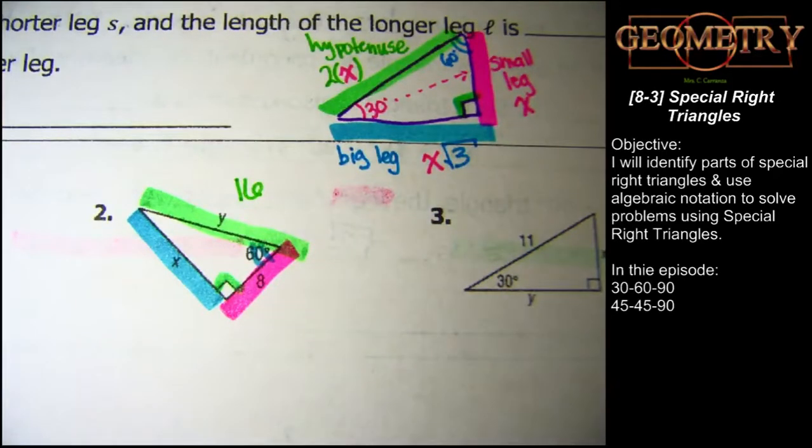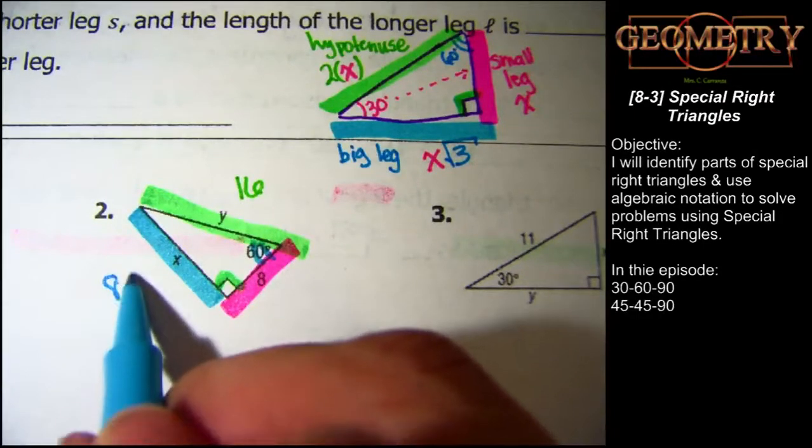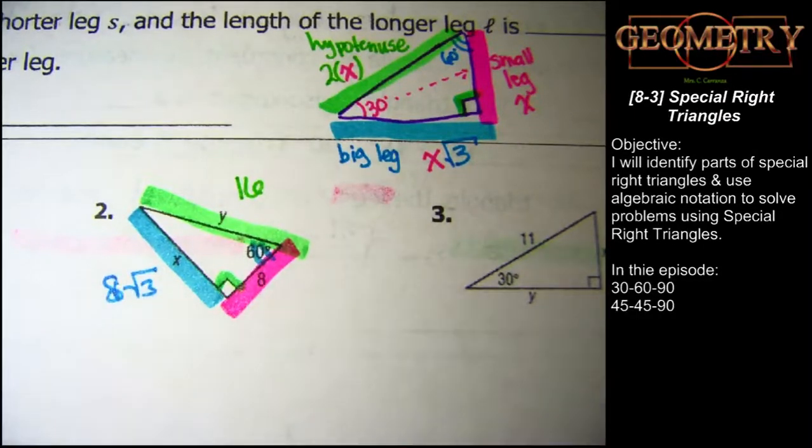Beautiful. Small leg is 8. Big leg is 8 square roots of 3, because my pattern says take the small leg and multiply it by the square root of 3. Don't think hard.